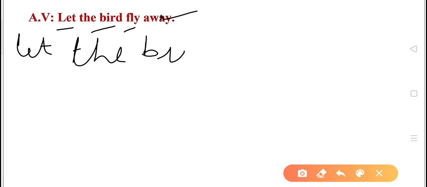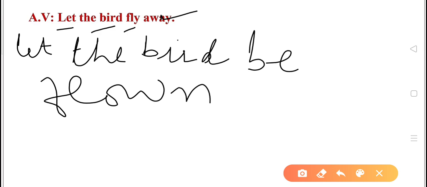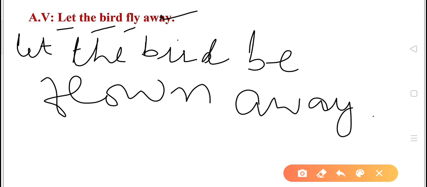So let the bird, we know that the first two steps are the same in active and passive. Let the bird, and then object is followed by be, and be is followed by the third form of the verb, which is flown, fly, flew, flown, and adverb. Then we put a full stop. So the active sentence let the bird fly away in passive becomes let the bird be flown away.